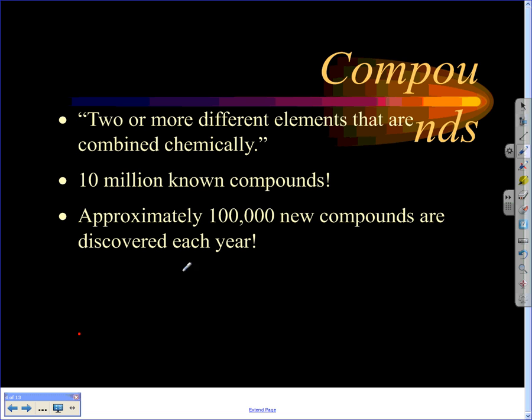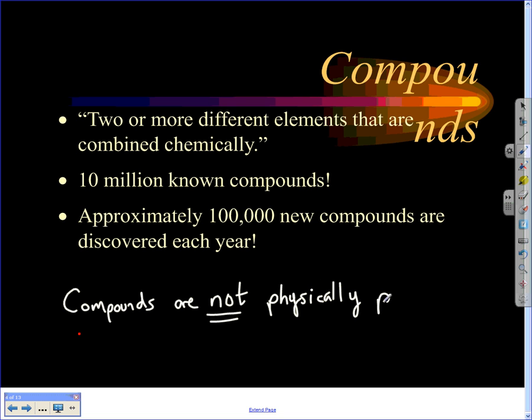Compounds are not physically put together.